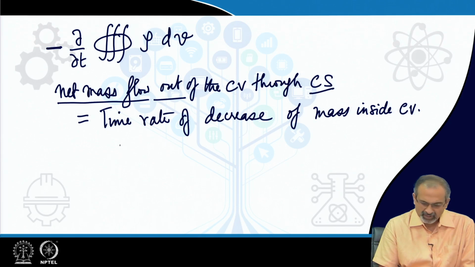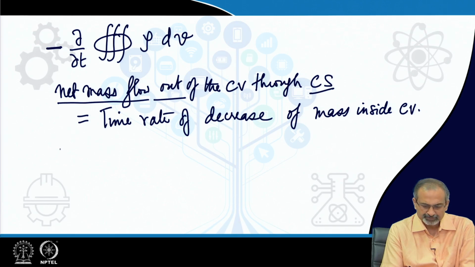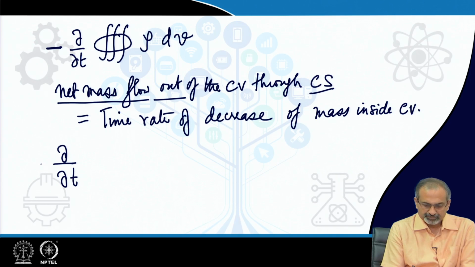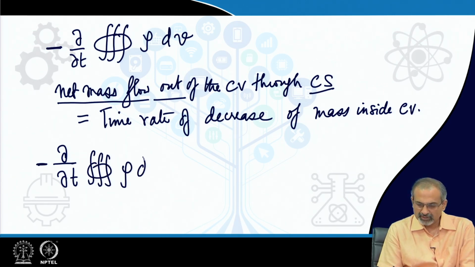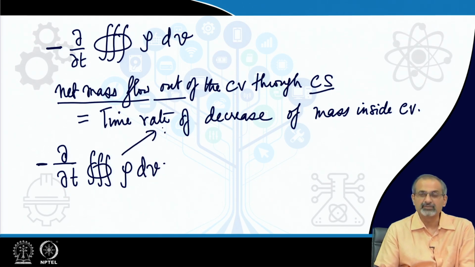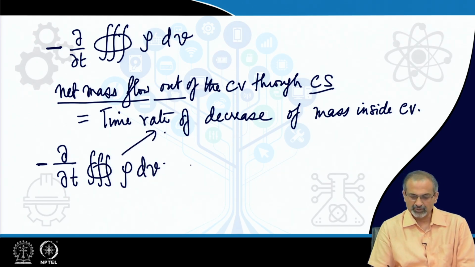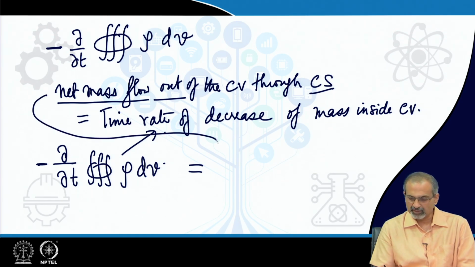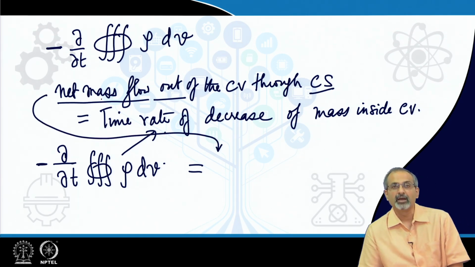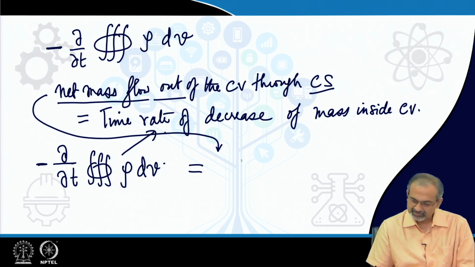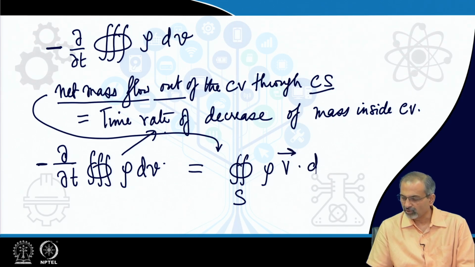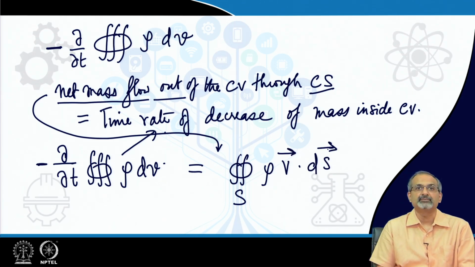So, put together, how do we mathematically put the things together? Let us try to write down the equation finally, that minus del by del t of the integral of rho dV, this is your time rate of decrease of the mass inside the control volume. You are equating it with what? You are equating it with the net mass flowing out of the control volume. So, what was the expression we derived already? For the closed surface, we did the integral of rho v dot ds. So, they should be balancing each other.